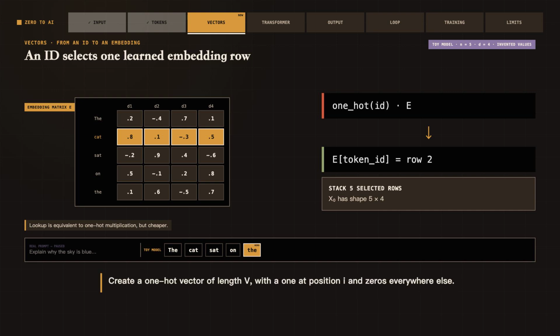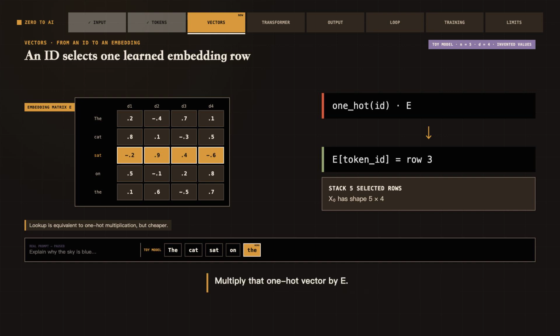Create a one-hot vector of length V, with a 1 at position I and zeros everywhere else. Multiply that one-hot vector by E. Every row is multiplied by 0 except row I, so the result is exactly the selected embedding row. The lookup is the efficient implementation. The one-hot multiplication is a useful mathematical explanation.